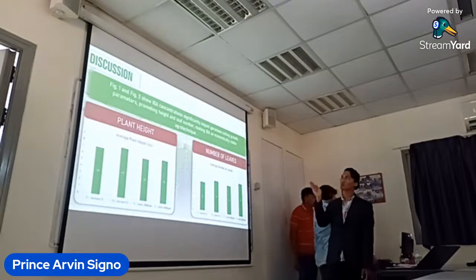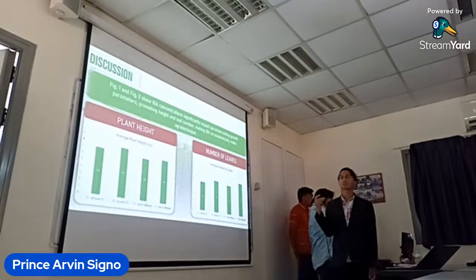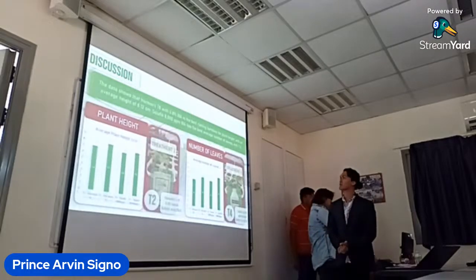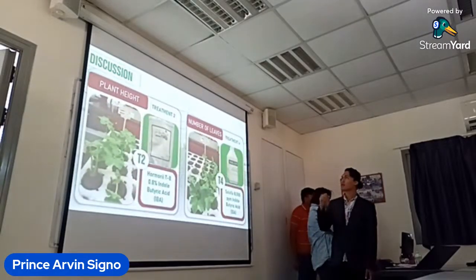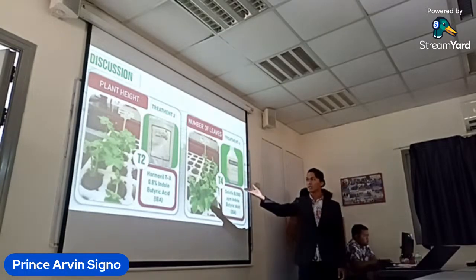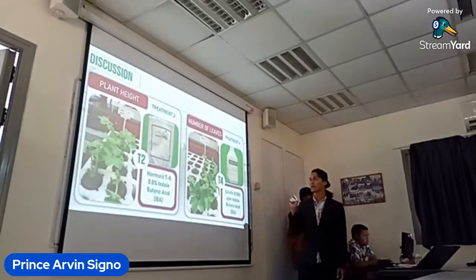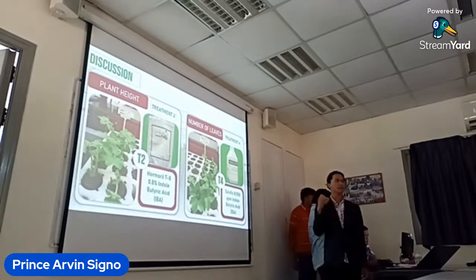Figure 1 and figure 2 show that IBA concentration significantly impacts geranium cutting growth parameters, promoting height and leaf number, making IBA an economically viable agrotechnique. So for the best use of rooting hormone for plant height, we use hormonal T8 or 0.8% indole butyric acid IBA. And for the number of leaves, the best rooting hormone that we use is the Solofix 8000 ppm IBA.